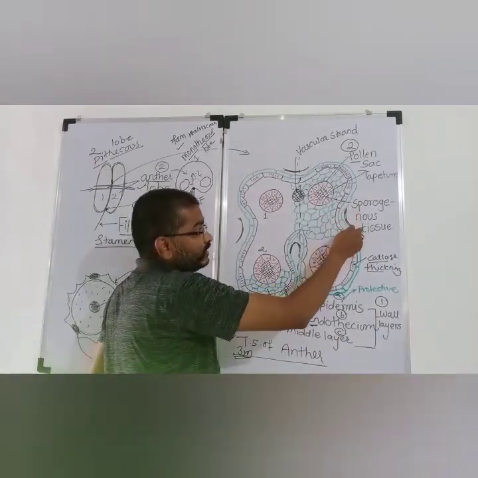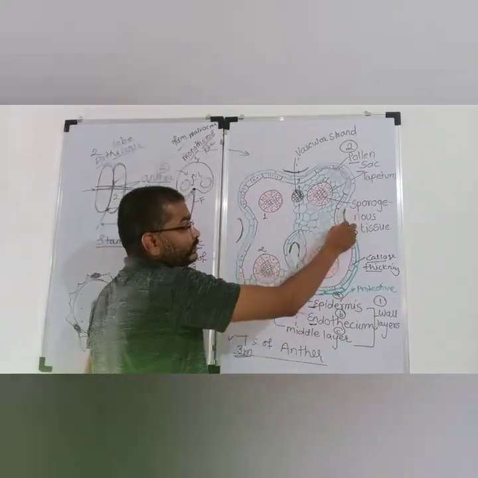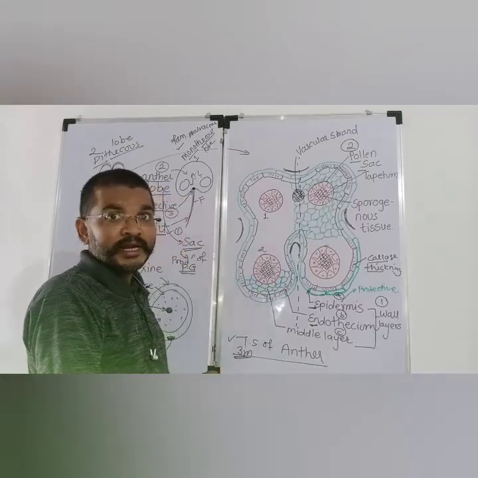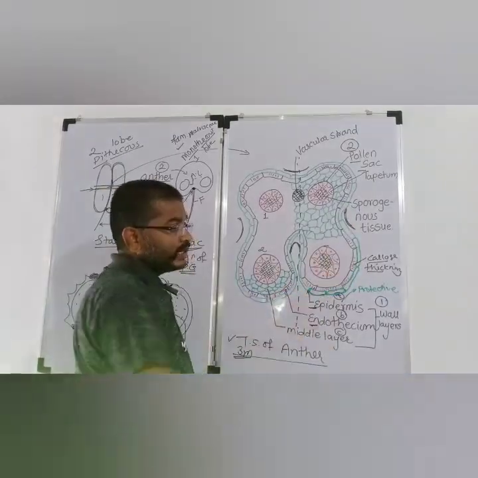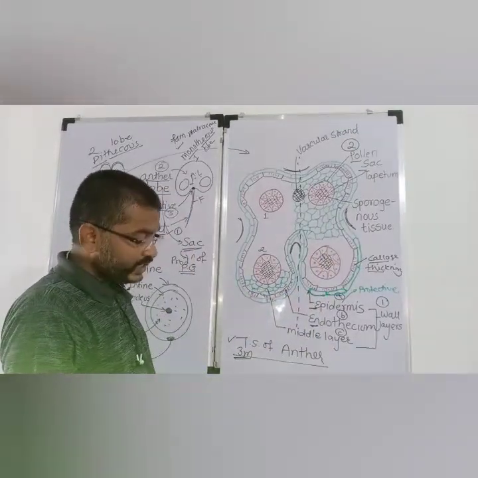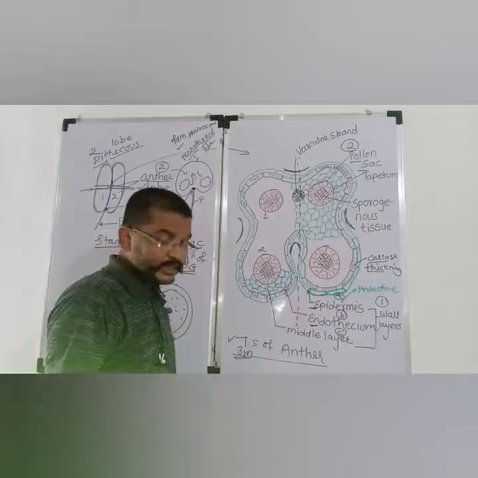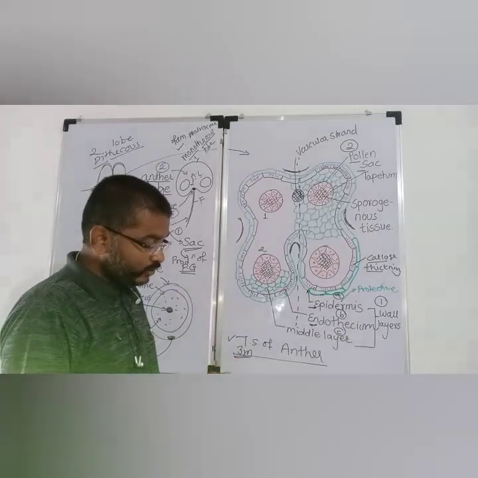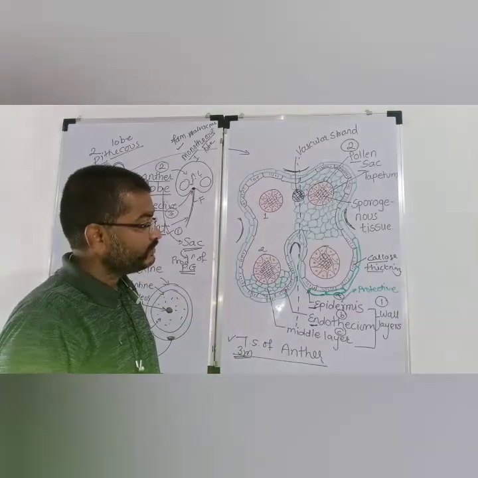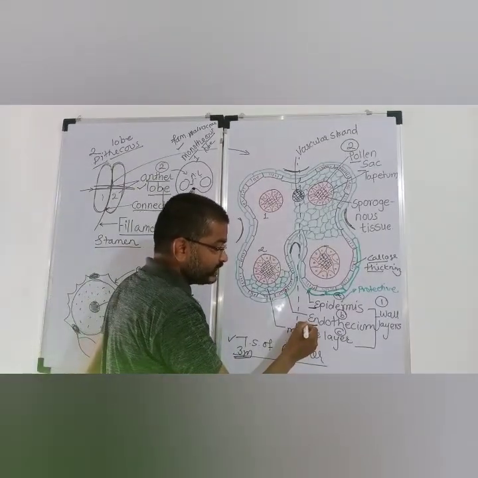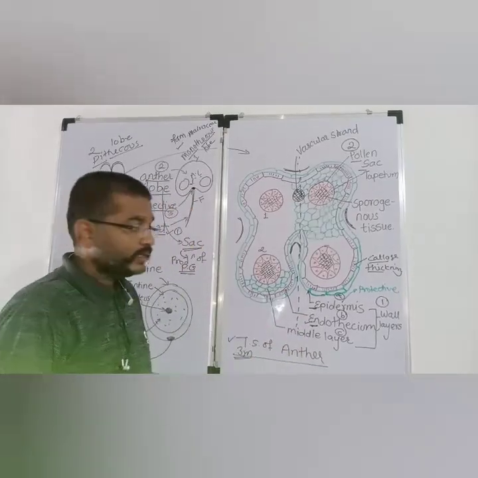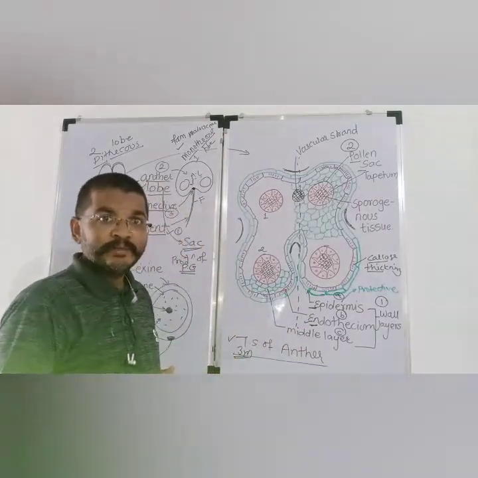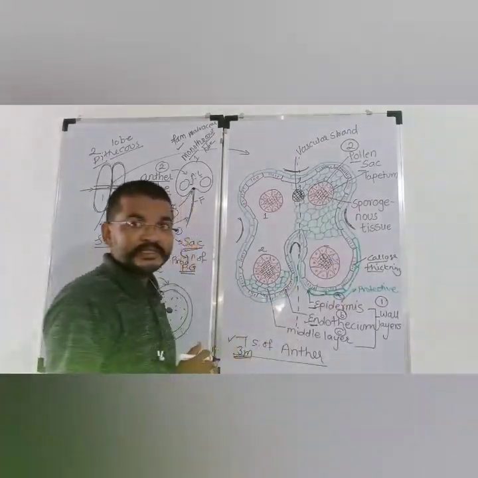So these are thin wall cells that are present in the depressed region, and the callose thickening and the hygroscopic nature of these endothecial cells, they all are helping in the dehiscence of the anther lobe for the dispersal of pollen grains. This is about the second layer, that is called endothecium. It is also one cell thick, made up of flat cells.